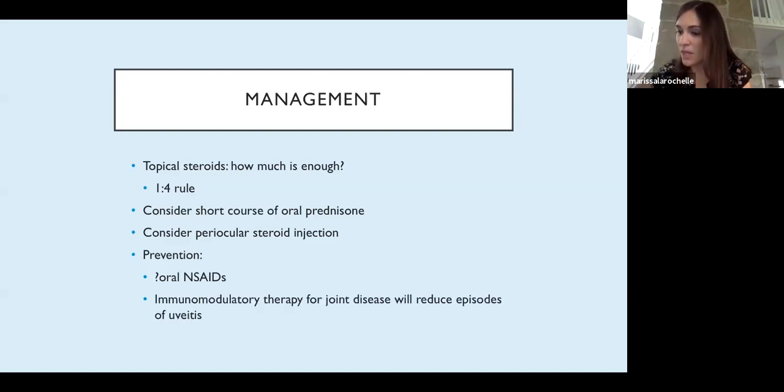Okay. If a patient is on immunosuppression like methotrexate or Humira for their joint disease like ankylosing spondylitis, this will reduce the number of uveitis flares that they experience. I think a common misconception is that we use immunomodulatory therapy to treat the uveitis in B27 patients, and that's rarely the case. The typical course of iritis in this disease is an acute symptomatic episode with long periods of quiescence and then a recurrence. And so we just treat each individual episode.